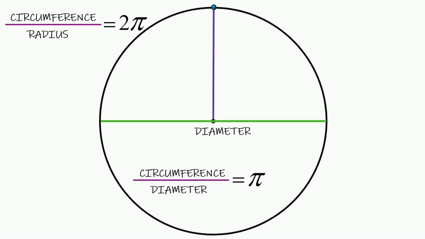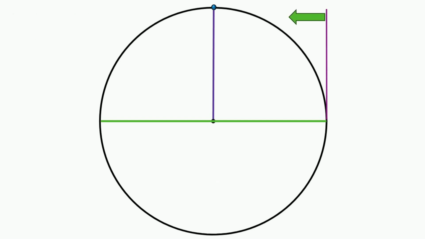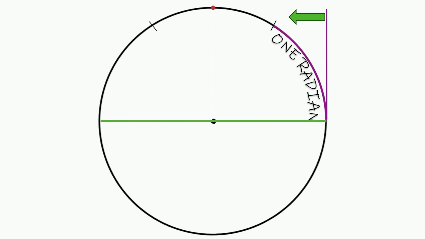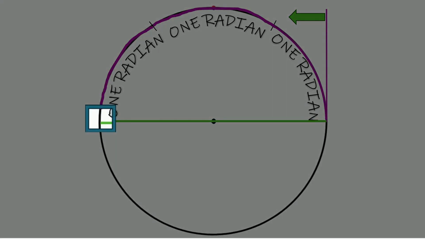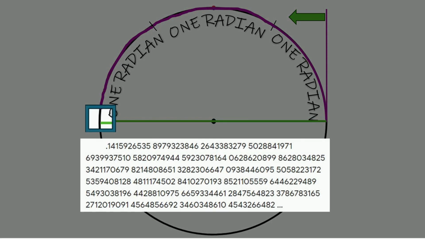Now, if we take that distance of the radius and start over here and we fold it across, that is called 1 radian. And if we do it again, you get another radian there, and it almost makes a complete half of a circle. But there's a little leftover space right there. Turns out that leftover space is 0.141592653.